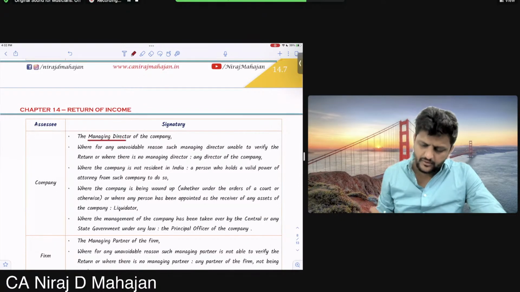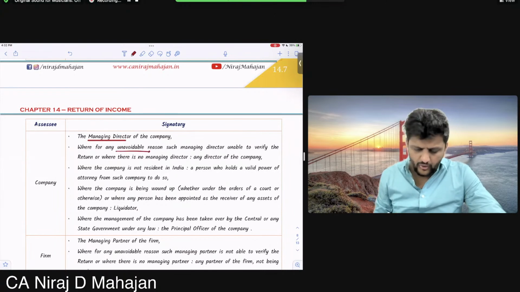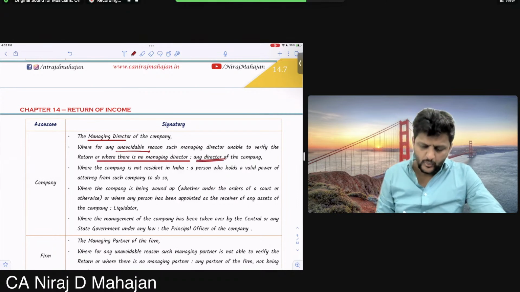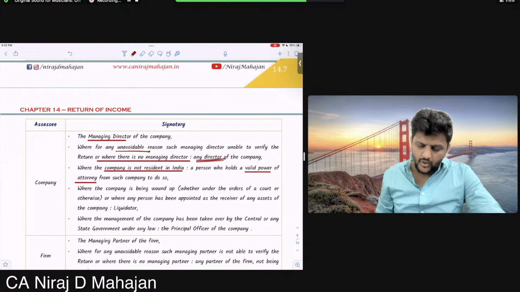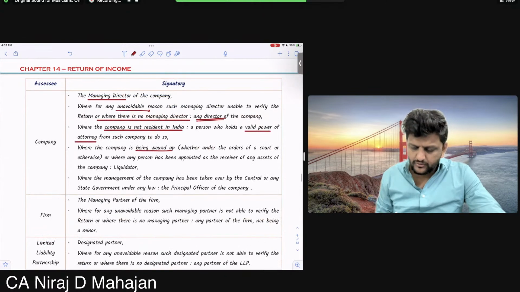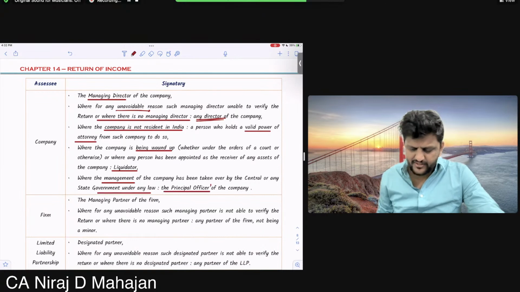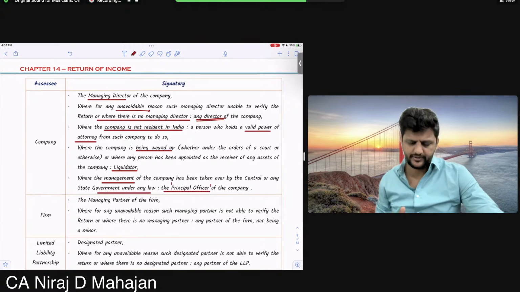MD of the company. Where he is unable to, or there is no MD in the company, then any director. Where the company is not a resident in India, a foreign company, a person who holds a valid power of attorney from such company. Where the company is being wound up, then liquidator. But if the management of the company has been taken over by the government under any law, the principal officer. It is a designation which you can call principal officer of the company.